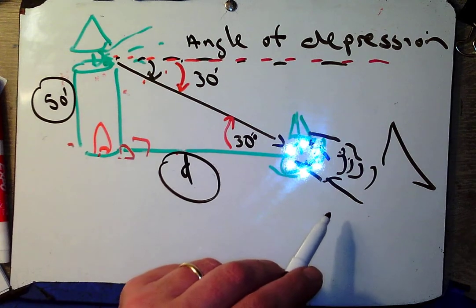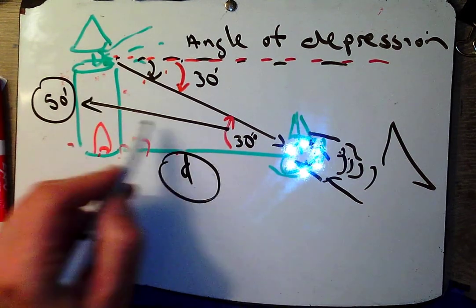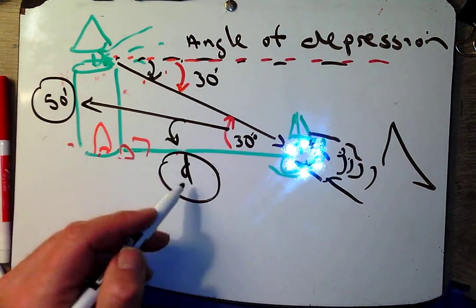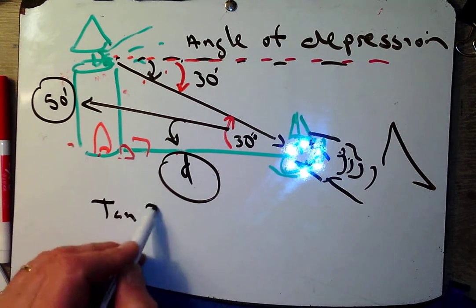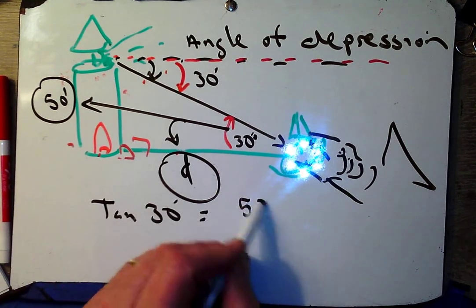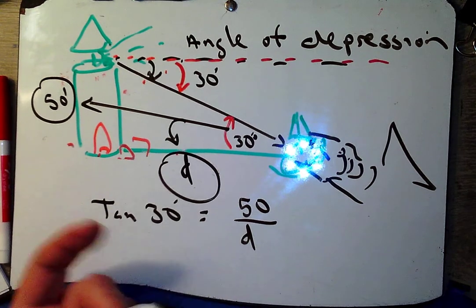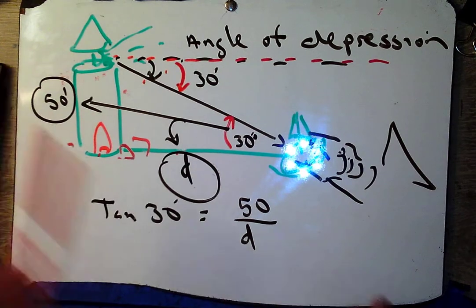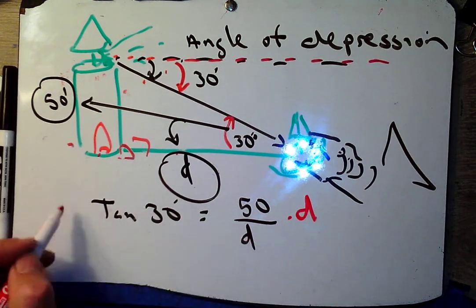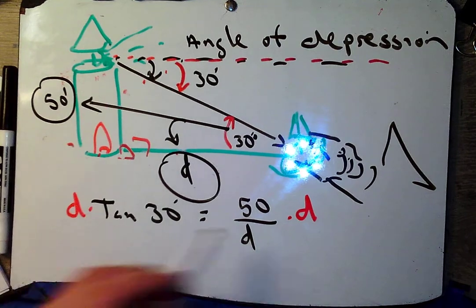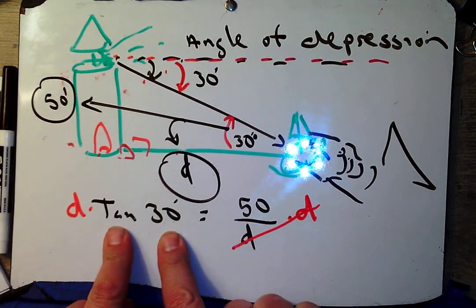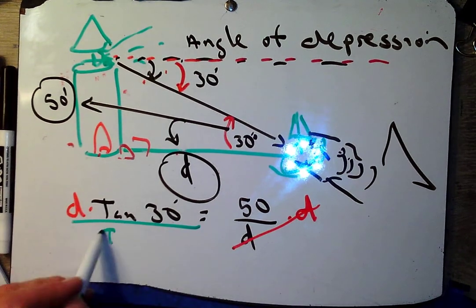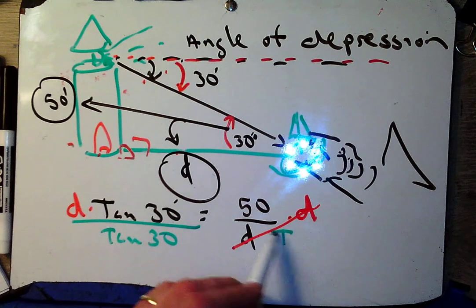So what trig function can I use? I know the opposite side. I'm looking for the adjacent side. Yeah, opposite over adjacent, sure, that's tangent. So the tangent of 30 is 50 over d. Now, mind you, I want to know what d is. So I better solve this equation so we can see d equals. Great, that cancels. Oh, but wait. I don't want a tangent over here. I just want d by itself. So I'm also going to divide by tangent 30.